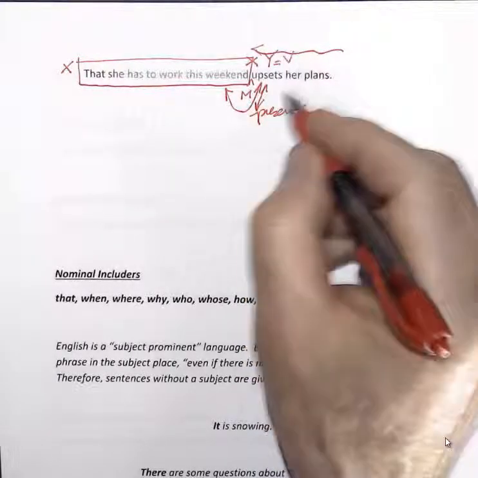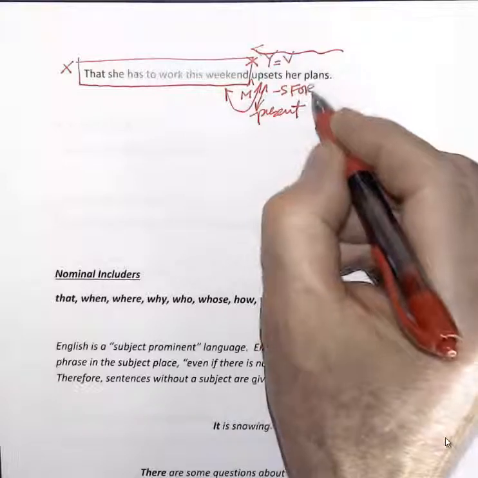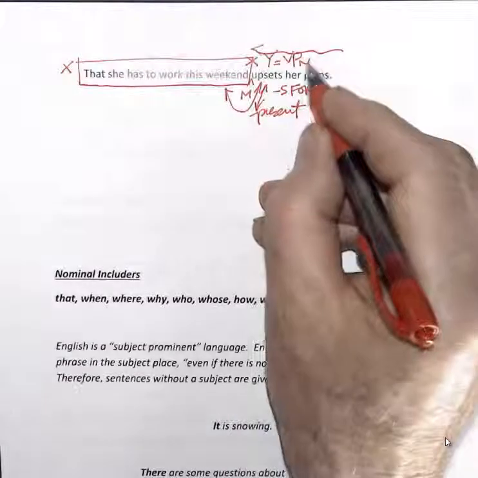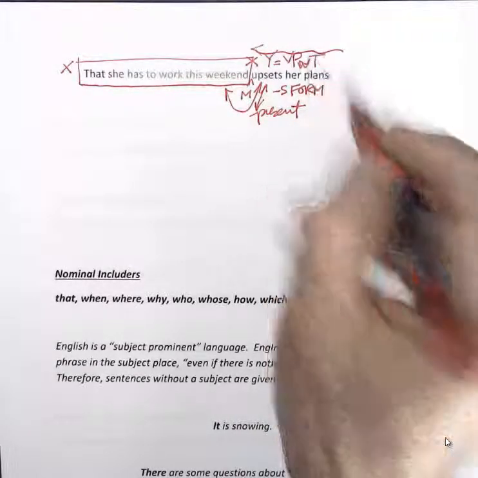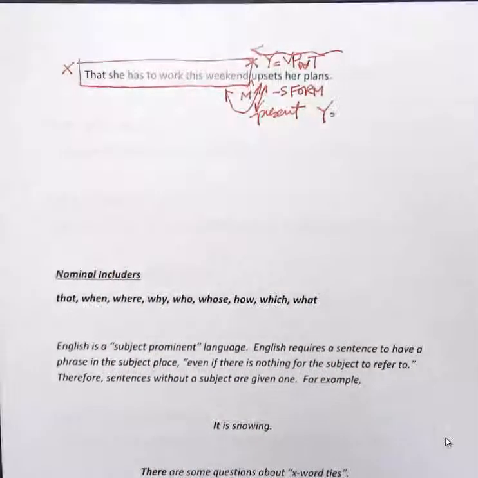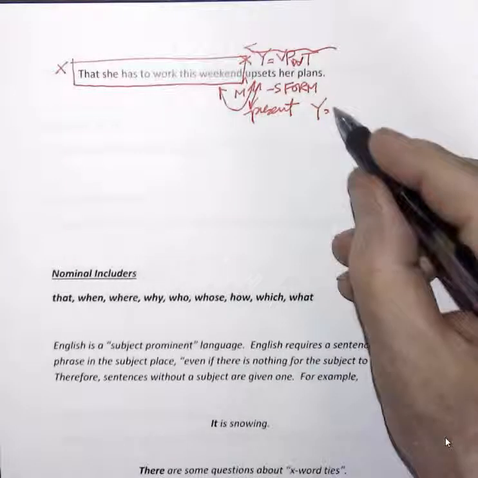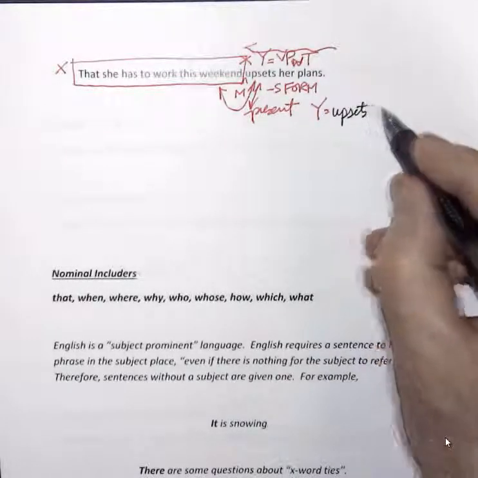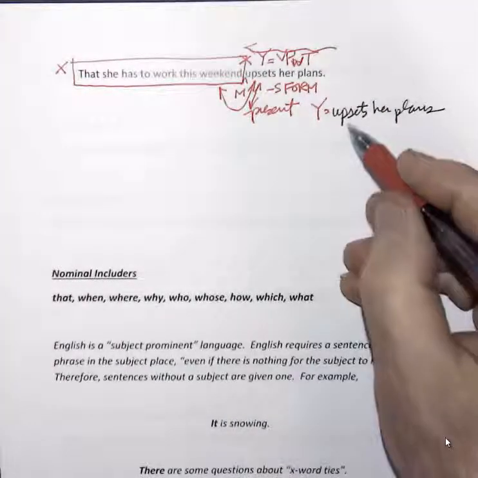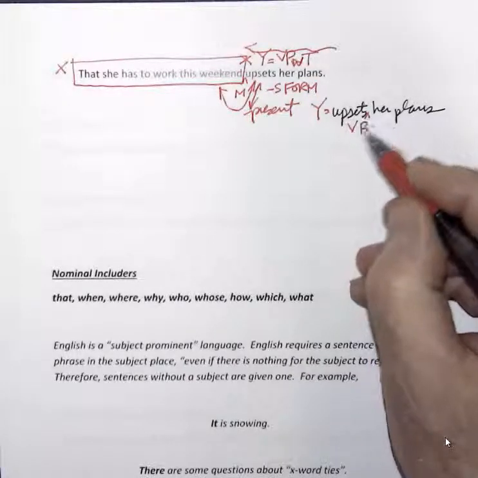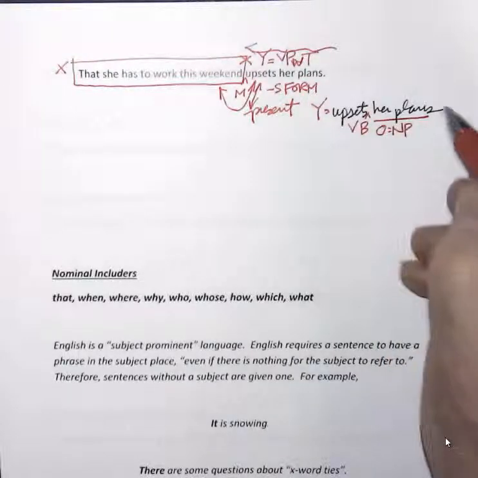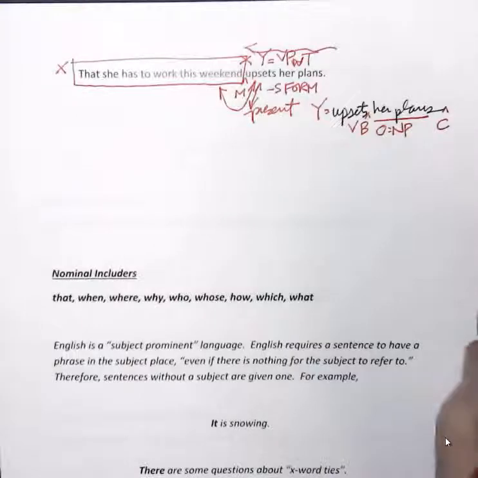Y is a verb that's the S form. It's a verb phrase with time. And now let's rewrite the Y. I'm going to put it over here so we have room. Upsets her plans. And upsets is the verb. Particle place is empty. Her plans is the object. And the complement place is empty.